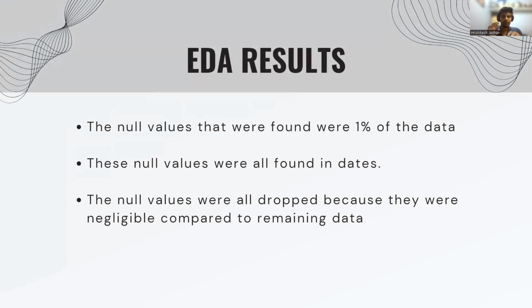Then we found null values while performing EDA, which were 1% of the data. So it's negligible compared to the whole dataset. These null values were all found in dates. So some dates were missing, 1% of dates were missing. So what we did is drop all of them, because it is negligible compared to the whole dataset.